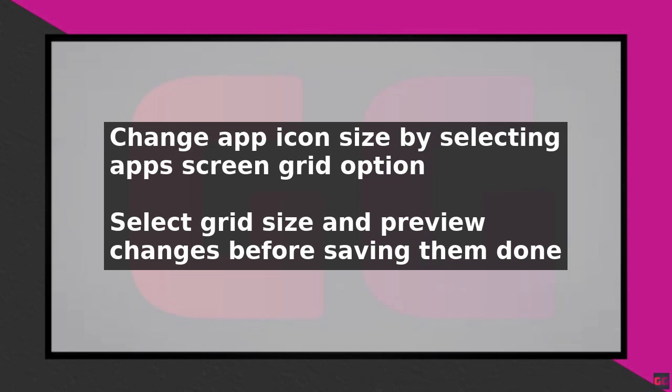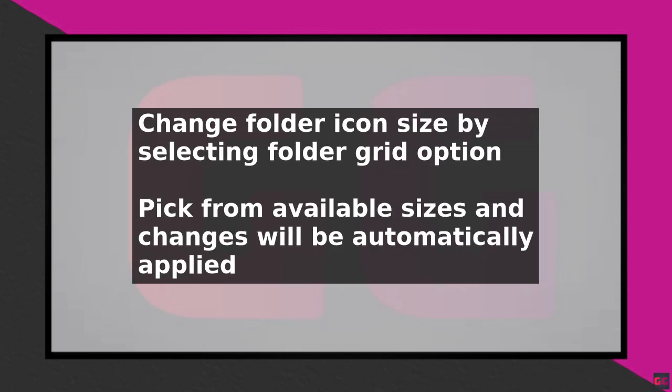The final option is to change the folder size, which determines the size of the icons within folders on the home screen. To do this, long press on an empty area of the home screen once more, and navigate back to the settings menu. Then, select the folder grid option, and pick from the available sizes, either 3x4 or 4x4. After making your selection, the changes will be automatically applied.